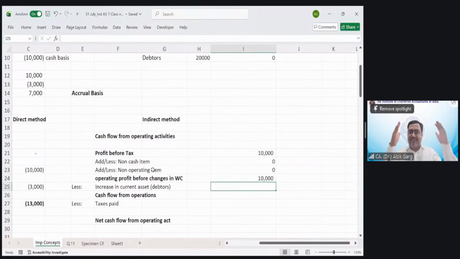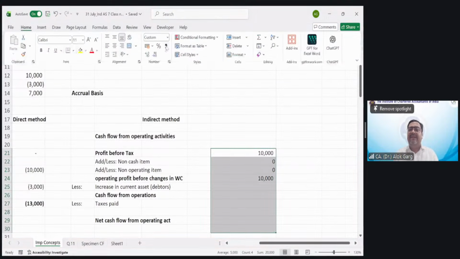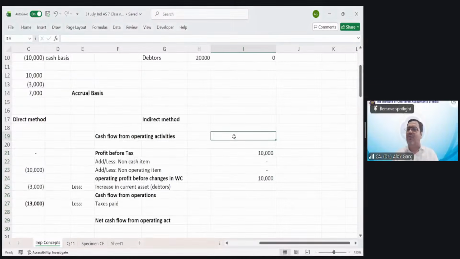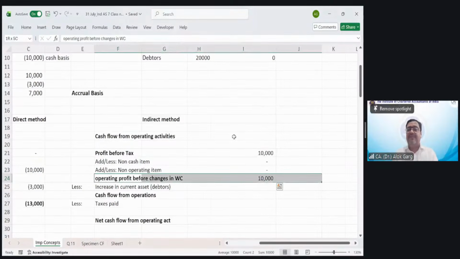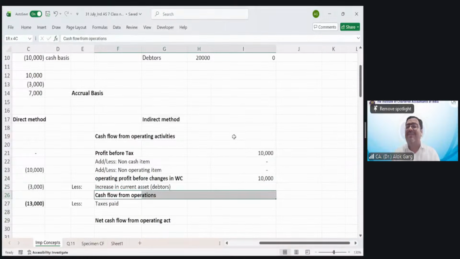Friends, I am giving you the structure of cash flow from operating activity, which you are already aware of because you have seen or prepared or audited statement of cash flow, even in accounting standard. Now, friends, my operating profit before changes in working capital is 10,000 crore. Now I have to do the adjustment of working capital to reach at the cash flow from operations.